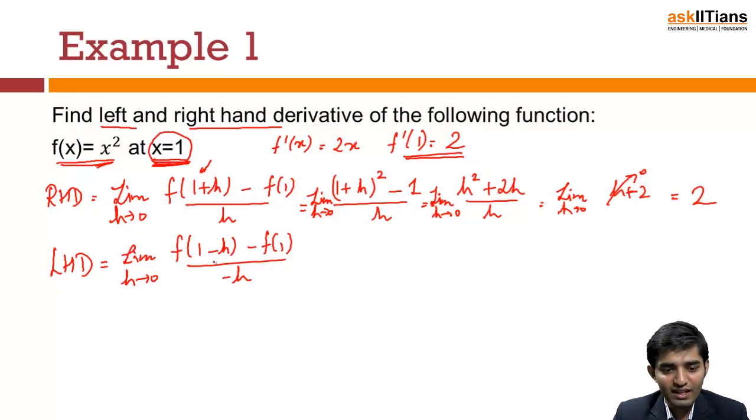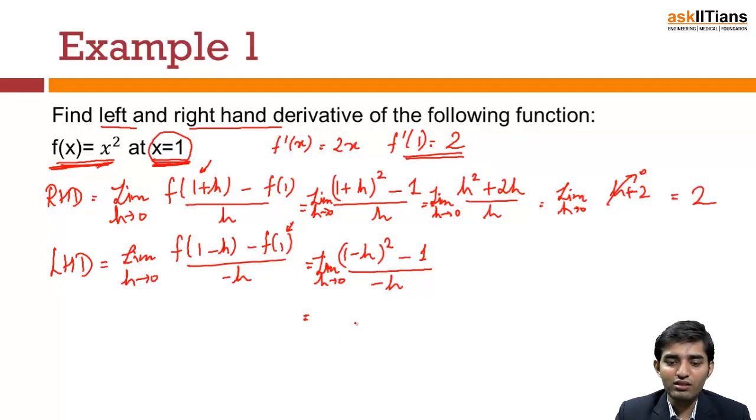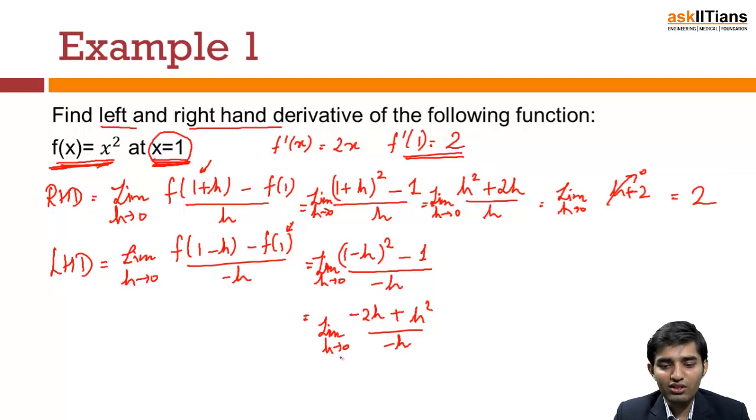Now let me find the left hand derivative. What is f(1 minus h)? f(x) is x square, so I replace x by 1 minus h. So f(1 minus h) is (1 minus h) whole square minus f(1), which is 1 square, divided by minus h, with limit h tending to 0. This will be 1 minus 2h plus h square minus 1, so I get minus 2h plus h square divided by minus h, with limit h tending to 0. Basically I get 2 minus h, and the limit is again h tending to 0.